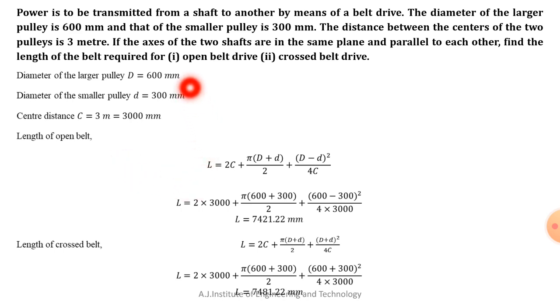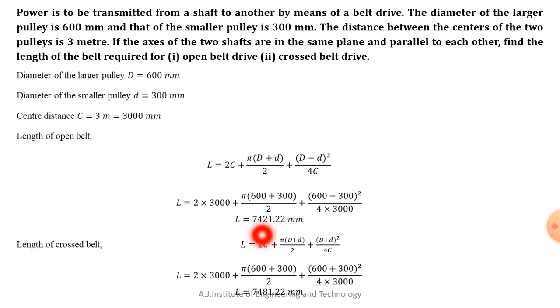So first one, that is for open belt drive. So expression for open belt drive is we have already derived this one, that is L equal to 2C plus pi into (D plus d) divided by 2 plus (D minus d) whole square divided by 4C. So you have to substitute now value of C, so that is 3000 millimeter, and capital letter D 600 millimeter, and small letter d 300 millimeter. So you will get answer as 7421.22 millimeter.